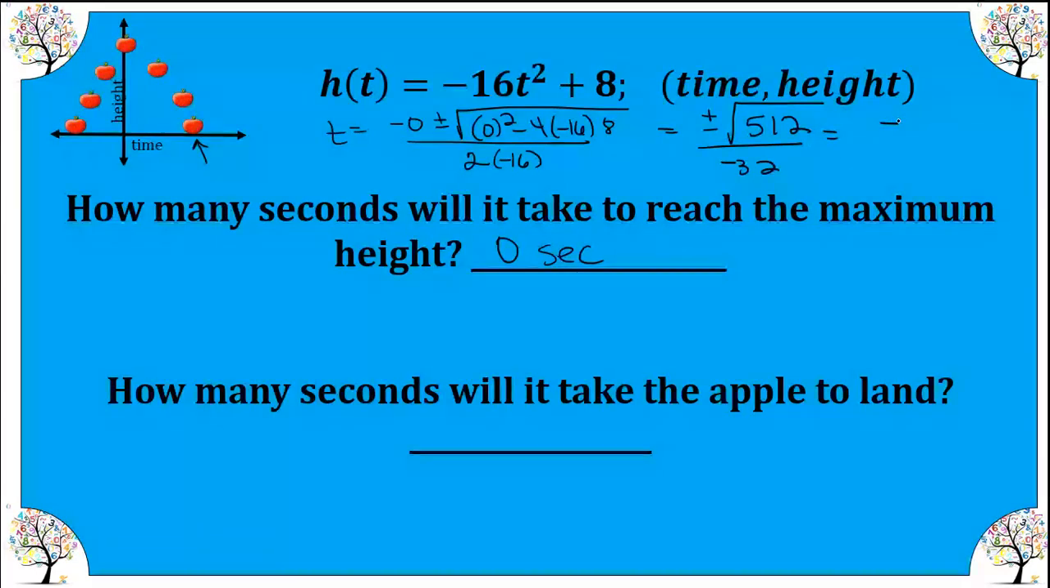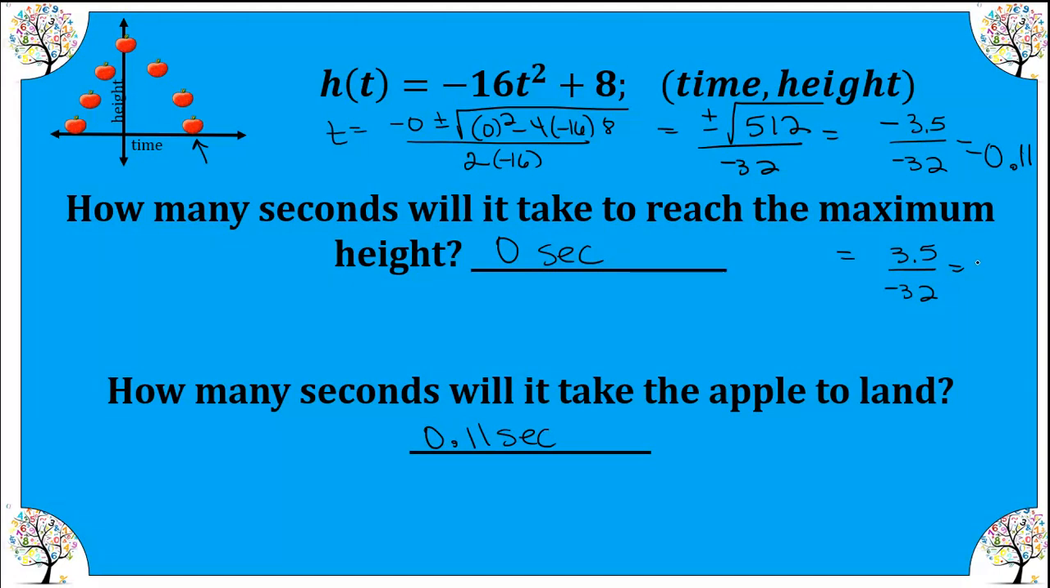So let's take the square root of 512. This gives us about, I'm going to round to the tenth, 3.5. And then we would have the positive 3.5 over negative 32. So 3.5, again, we're rounding, so it's not exact. Negative 3.5 divided by negative 32 gives us 0.11. I'm going to round 0.11 seconds. So that apple is not in the air for very long.